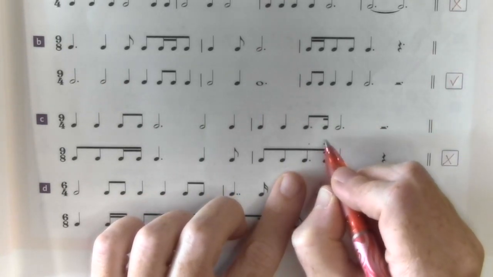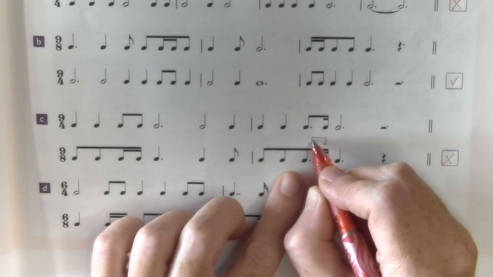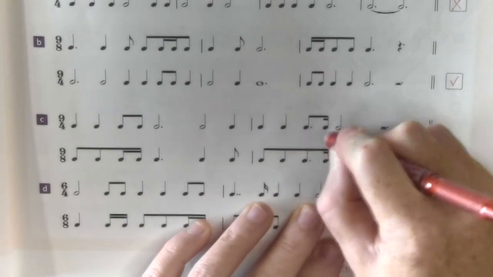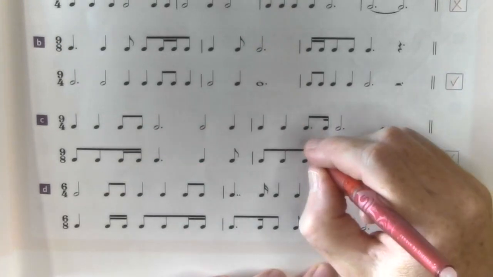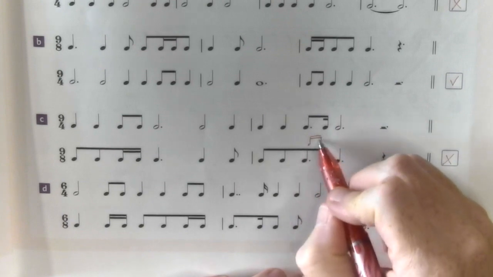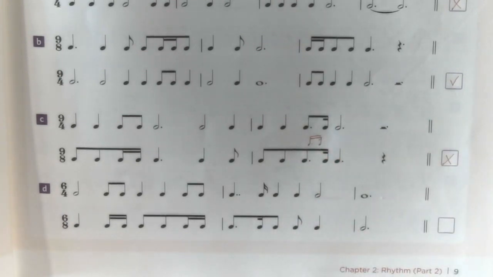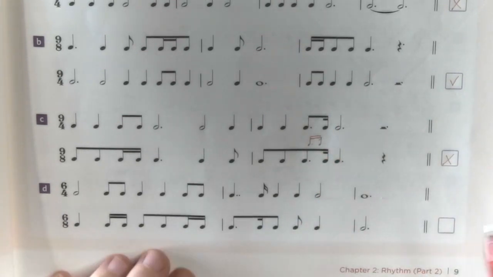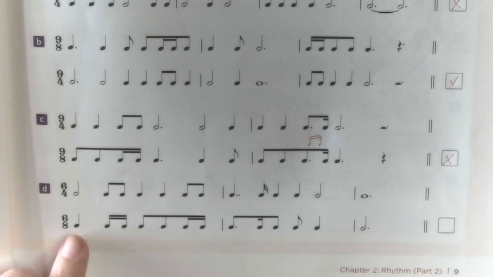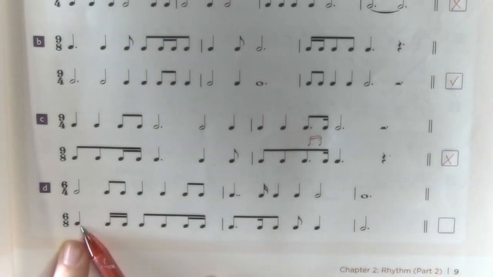This would be this, and it's so untidy. Semiquavers, and then this is a demi-semiquaver. And then there is a dot missing here. So incorrect. From 6/4 to 6/8.